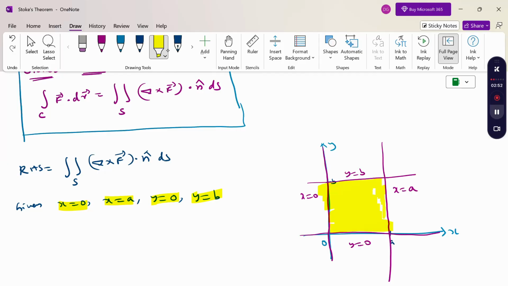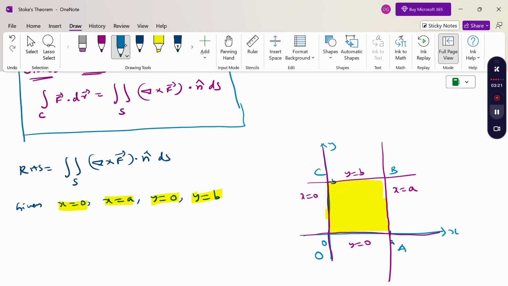So now consider this area, this is y equal to b. So this is the area. Now the rectangular region has the points O, A, B, C. This is a rectangle with points O, A, B, C.